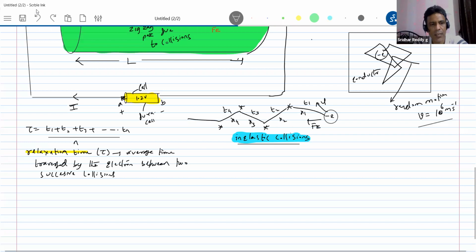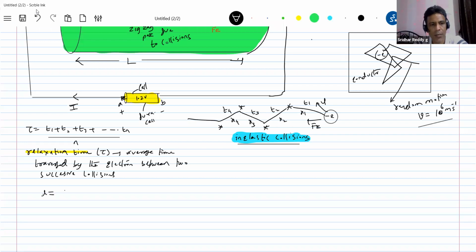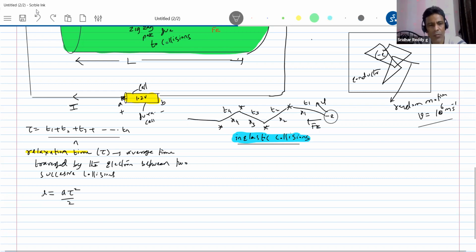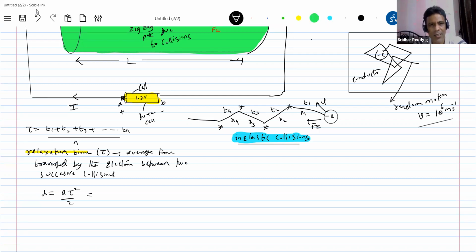So distance covered by the electron is equal to a tau square by 2. What is L? L is the average distance covered between two successive collisions. Tau is the average time taken by the electron to traverse between two successive collisions. That acceleration is due to the applied force, the applied electric field. So a is qE by m, times tau square.